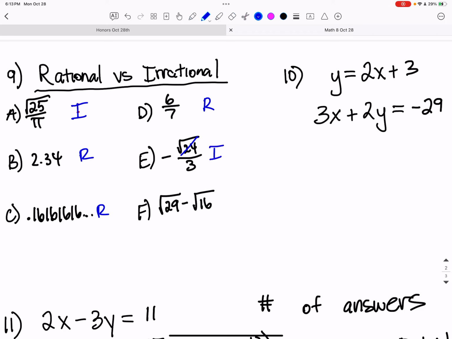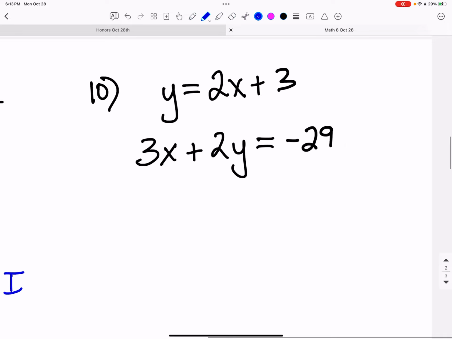The square root of 29 minus the square root of 16, I said if any part of you goes on forever, everything goes on forever. There we go. That ruins it. Irrational.